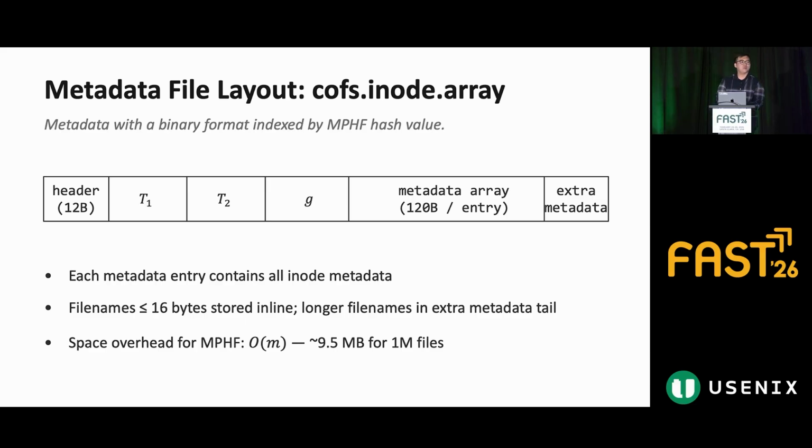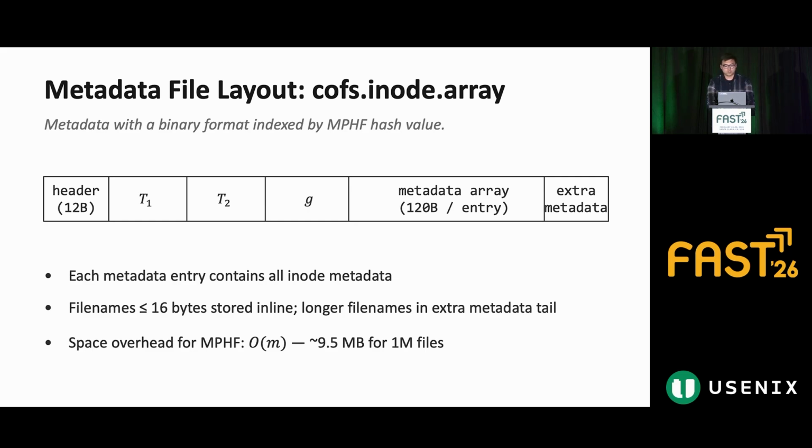So we can then integrate the minimum perfect hash function into our metadata file layout. We design the image format based on E*GZ. The key addition here is that we add a binary metadata file called CoFS inode array, replacing the original JSON format metadata. Its layout is shown here in the figure.